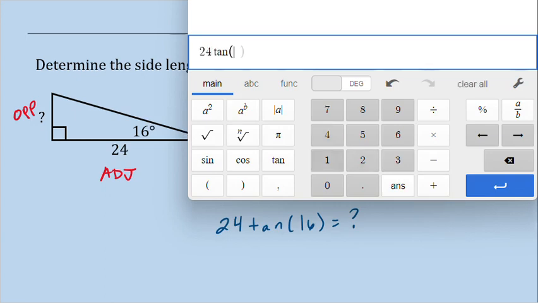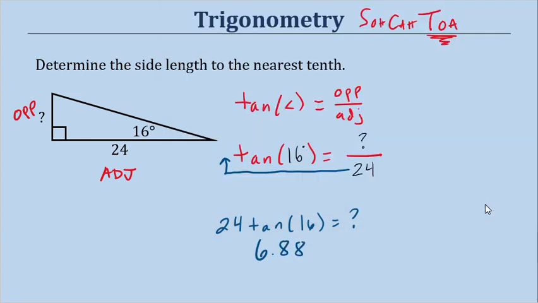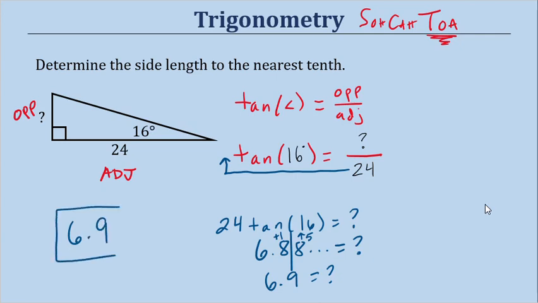24 tangent 16 is going to equal 6.88, and so on. Which, when I round, will become 6.9 because the number after the tenth is bigger than 5, which means we need to add 1 to the number that came before. If the number after my tenth had been less than 5, I would have just left it as 6.8. But in this case, my unknown side is going to be 6.9 units long.